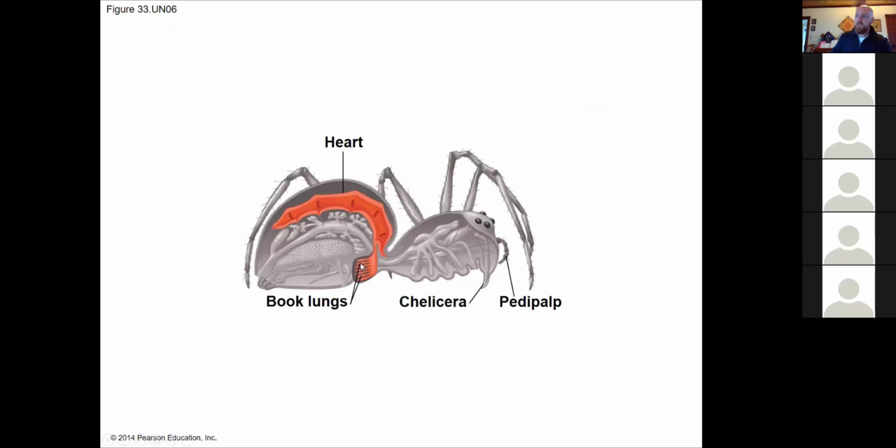Here are the book lungs, and you can see the lungs are stacked, it looks like pages in a book. They have a heart that spans sort of the length of the abdomen. And a lot like in earthworms, we see this segmented multi-chambered heart that just circulates hemolymph throughout this chamber. So no blood vessels or anything like that.